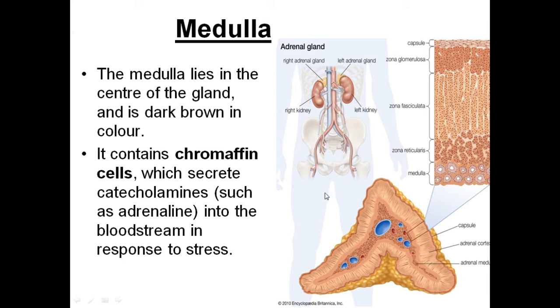And another part of the gland, that is the innermost central portion of the gland, the darker area, contains a large number of sinusoidal capillaries with a large population of chromaffin cells, and these cells are responsible for secreting the catecholamines to control the stress response.